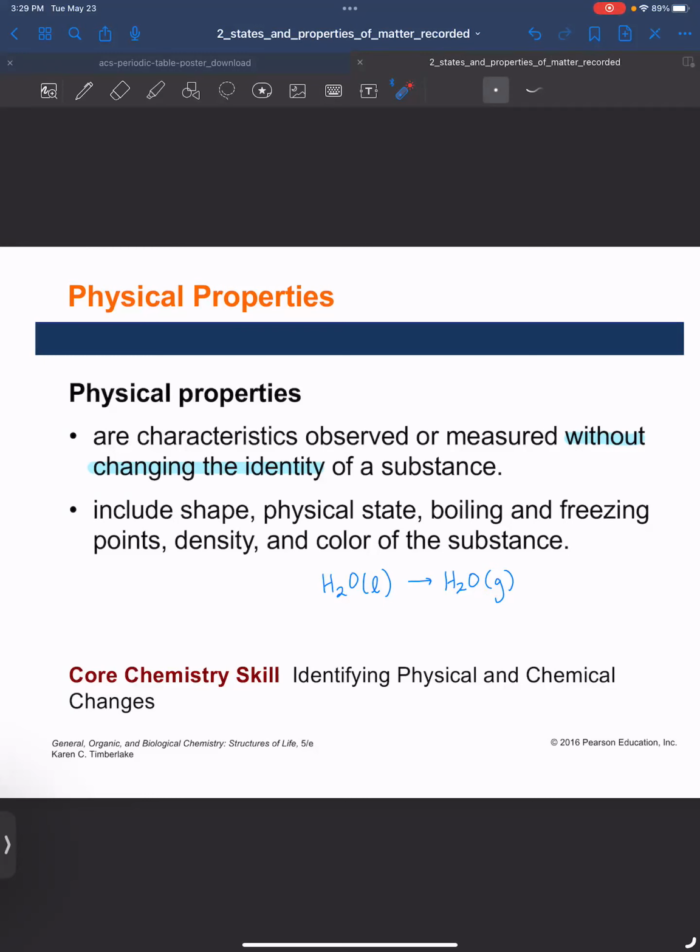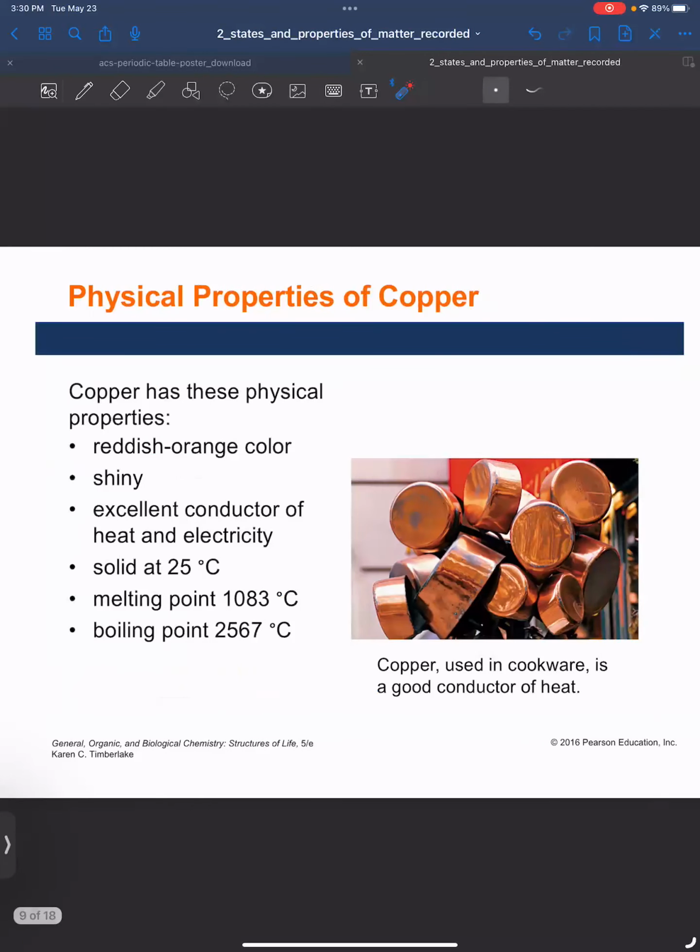Let's look at another example for physical properties. So once again, my love for cooking. Copper is a great material to cook with because it is a good conductor of heat. And we'll talk more about that in later videos. But for right now, we can make some observations about the physical properties of copper. Copper is reddish and orange in color, as you can see here. It's shiny. I've just told you it's an excellent conductor of heat and electricity, which we'll learn more about later on. It is a solid at room temperature.